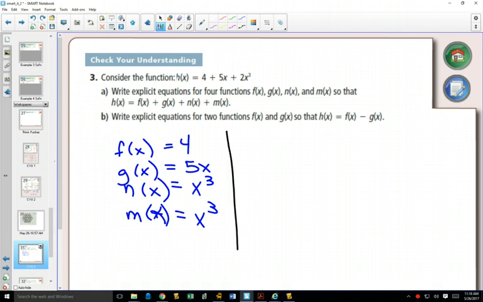So I'm going to draw a line here. And I want you to tell me another one. So f of x could be 1, okay? And then g of x could be 2x plus 3. Oh, I see, yes. Okay, 2x plus 3. And then you want n of x to be 3x, okay? And then 2x cubed. If you added those all together, would it still be equal to what it was to start with?